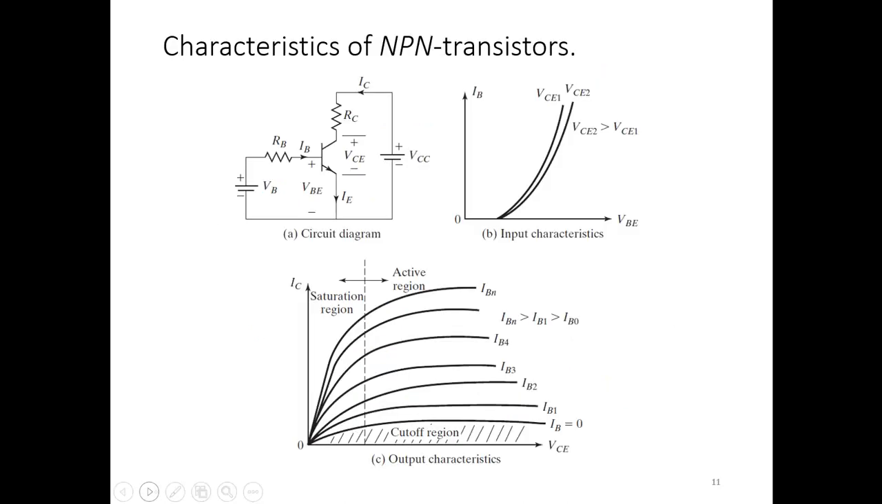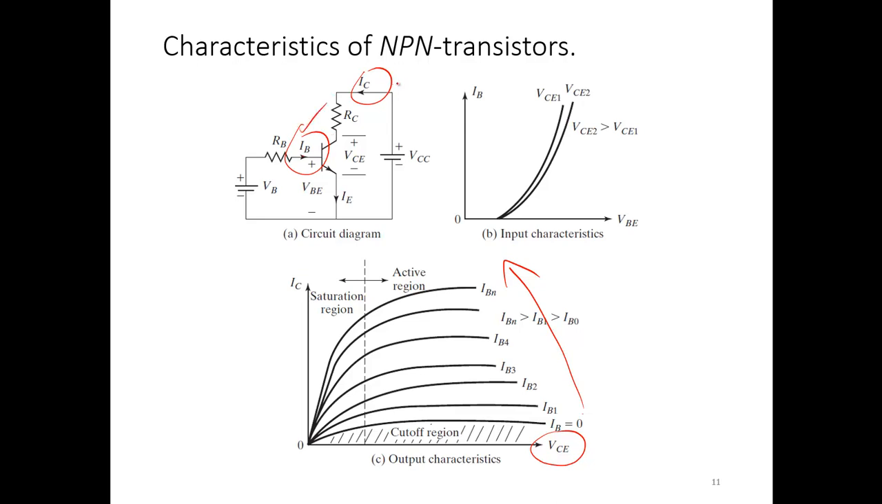And the characteristic is similar. But what is the difference here? The collector to emitter voltage depends on the base current. In the MOSFET, it depends on the gate to source voltage, but here it's the base current. If you have a base current, this base current drives the collector current. The collector current depends on the base current, but not the other way.